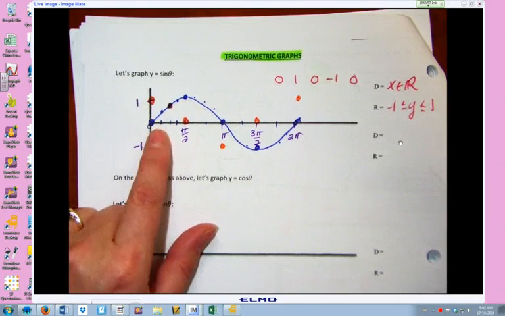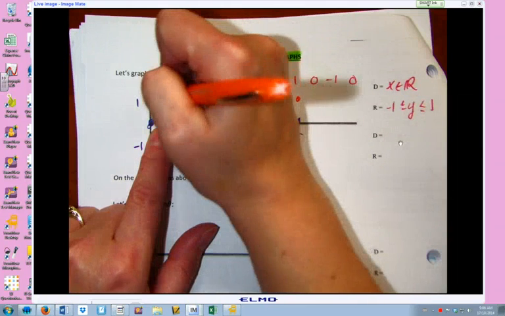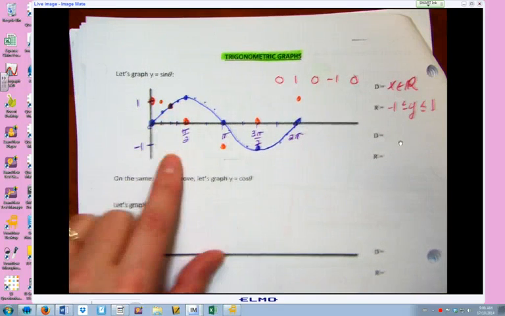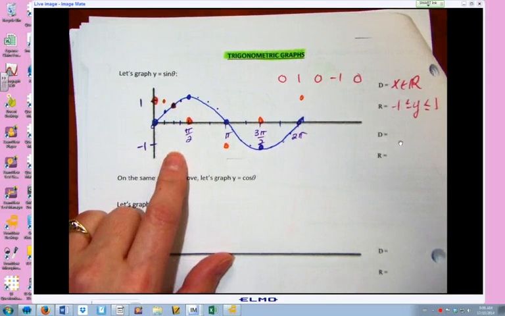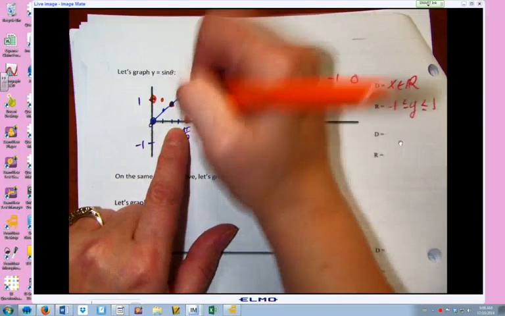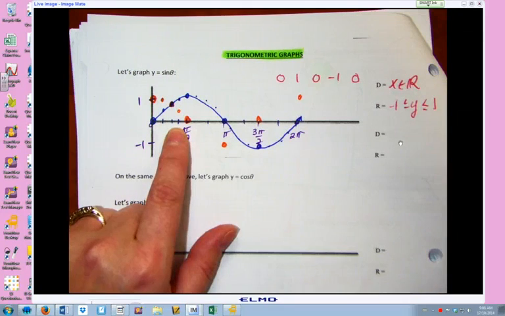Okay, the next one is pi on 6. What's the cos value of pi on 6? And so that's the same as the sine value in pi on 3. So these two have to be the same height. Pi on 3, cos value is a half, so halfway in the space.